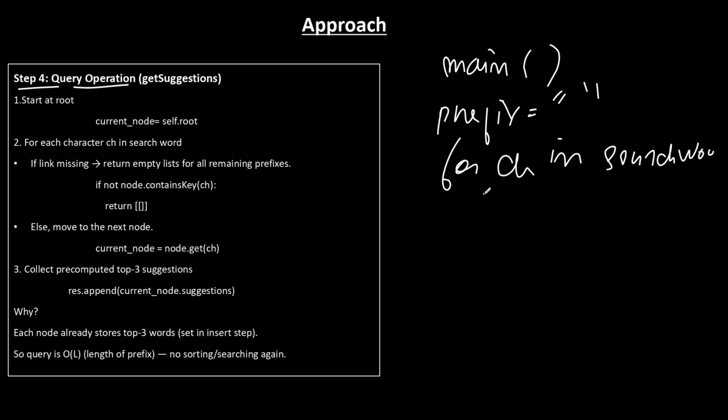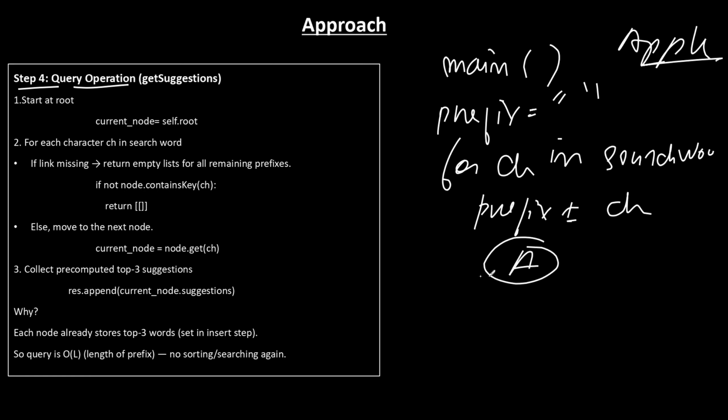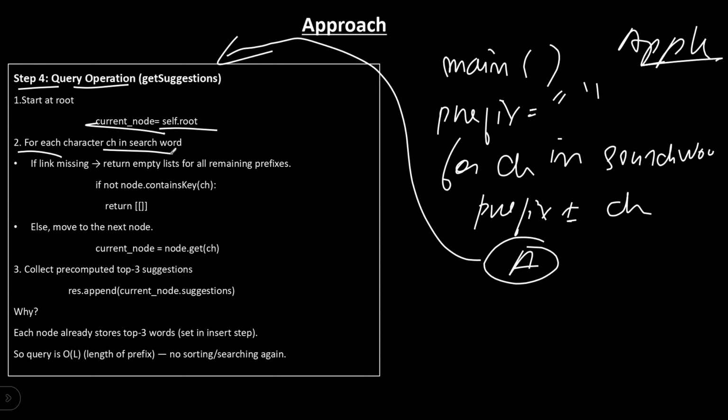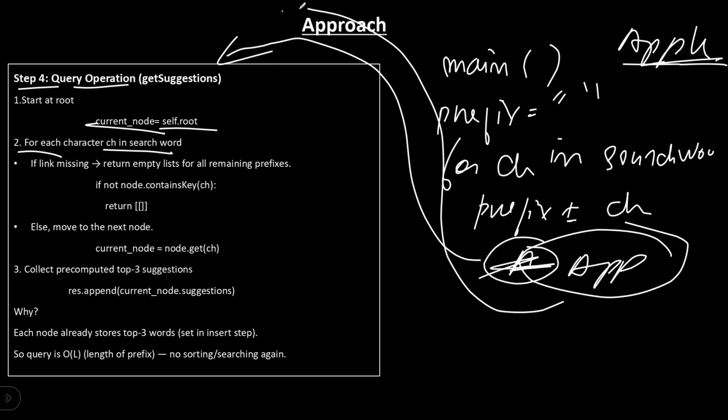Prefix plus equals the ch. Suppose it is apple, we will have prefix as a, and this a will be passed to this suggestion function. This suggestion function will create a new current node pointing to the self root. We will have the root here. Now what will happen: for ch in prefix, for each character in the search word. Suppose it was after apple, app, so the prefix will become app. Got it? So we will pass this app here.